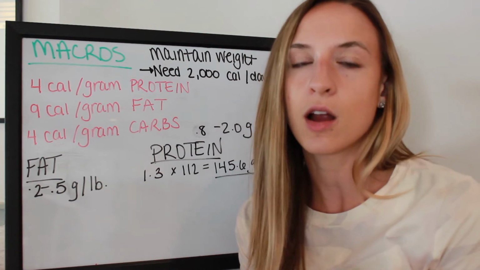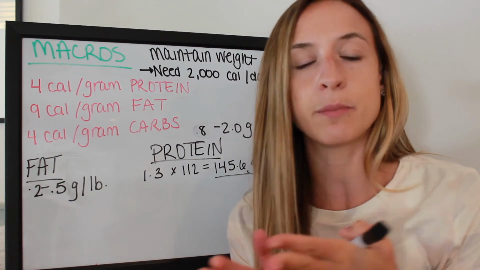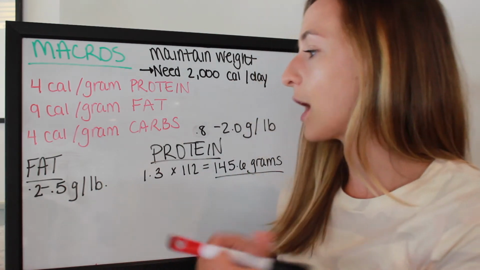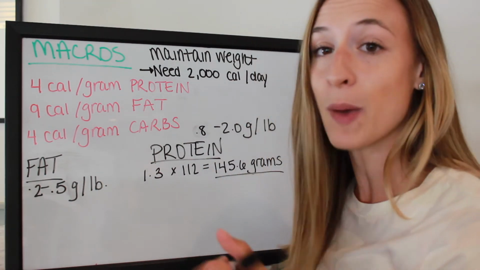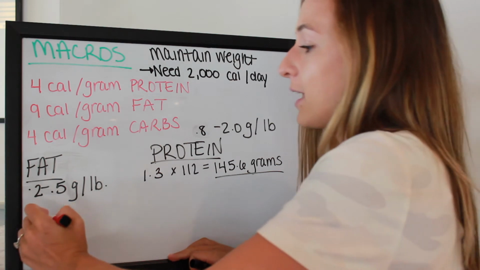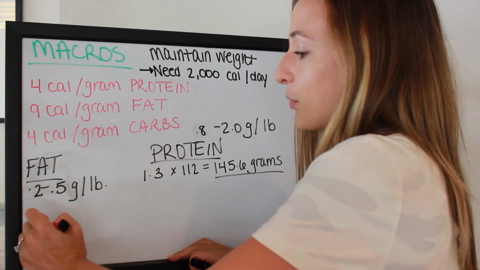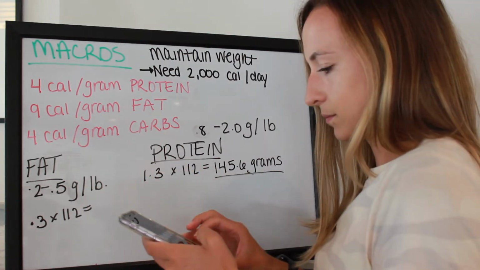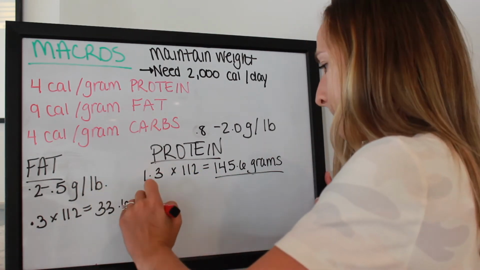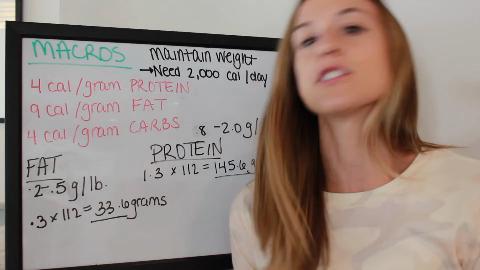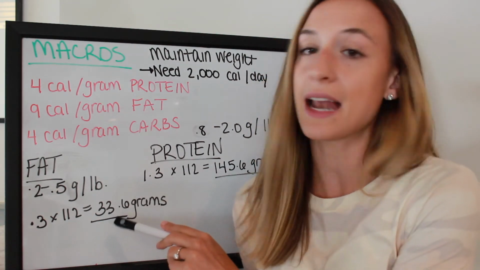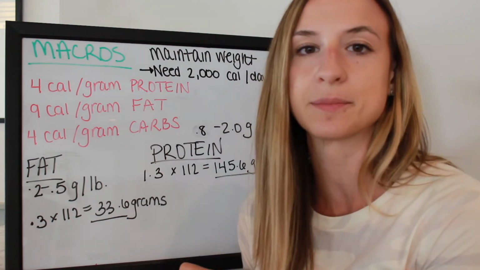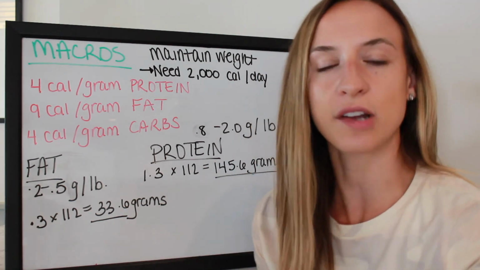For fat, our bodies require anywhere between 0.2 to 0.5 grams of fat per pound. So I'm going to stick somewhere in the middle because why not? I am going to say that I would like to consume 0.3. I'll multiply that by 112. All right, so after my calculation, it is found that I need to be taking in 33.6 grams of fat per day.